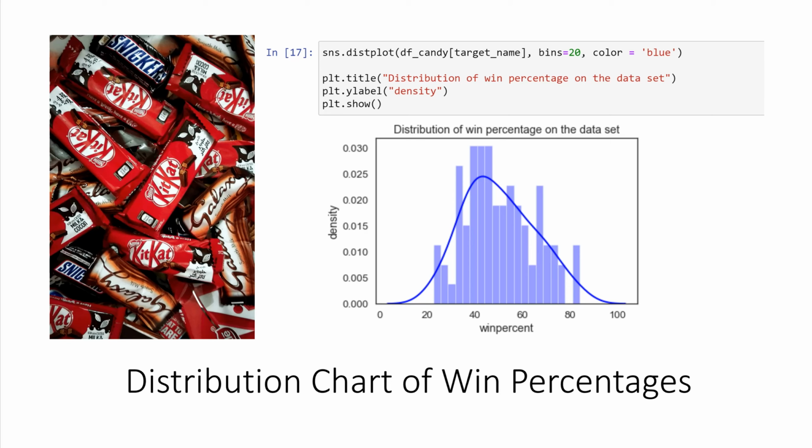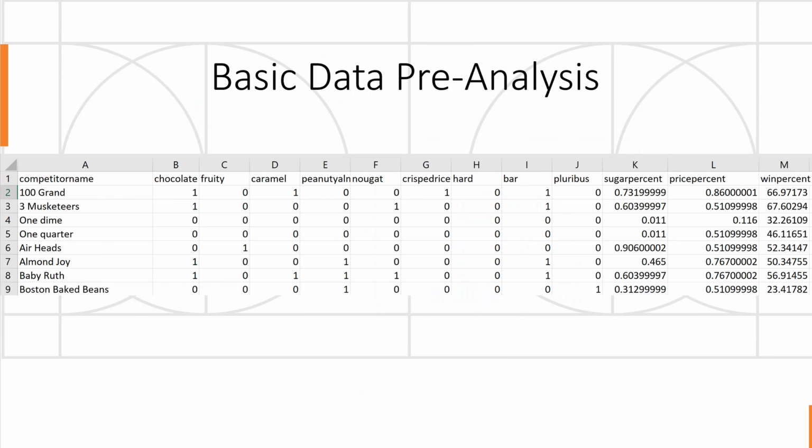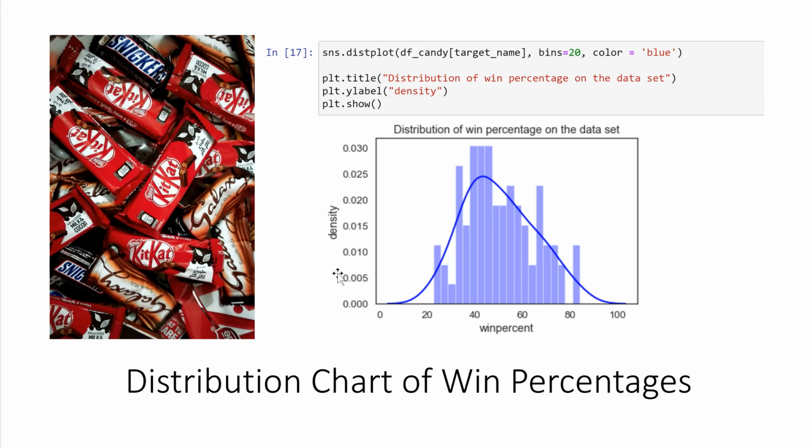Remember just for a moment that each candy has a win percent. For example, Three Musketeers wins 67% of the time, whereas Boston Baked Beans wins 23% of the time. So in the distribution here, we see that a great majority of our data is somewhere between 30 and just short of 80%. Not very often does something win more than 80%. That's probably our number 1 candy.